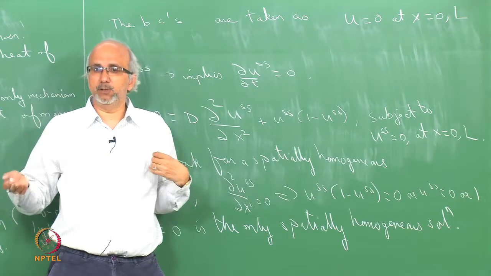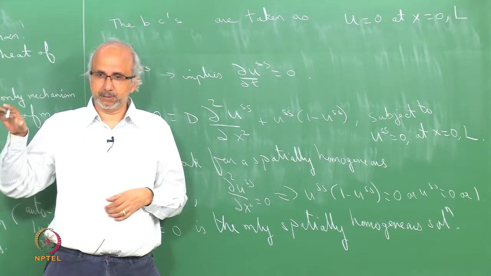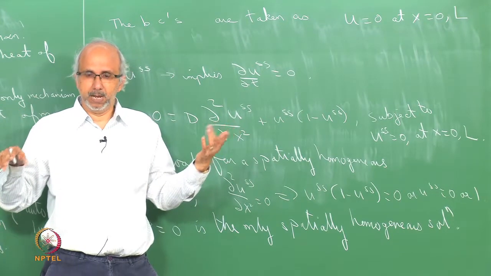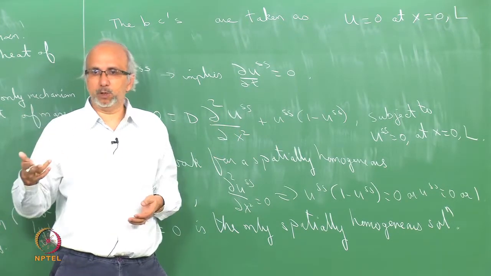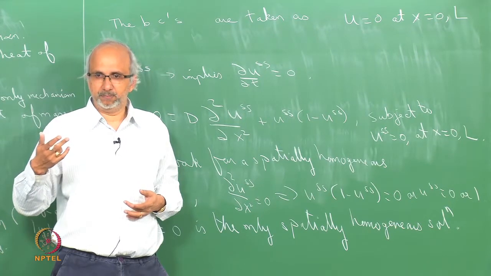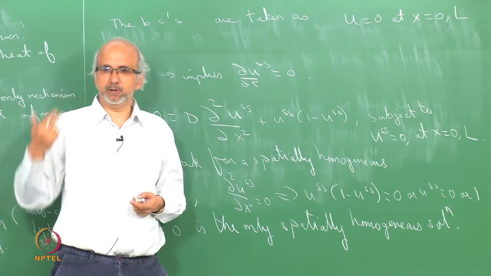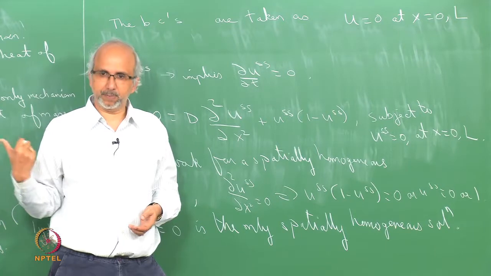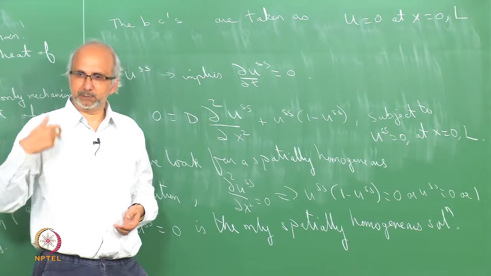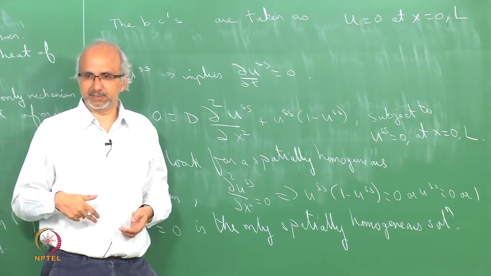I expect the solution to be stable when diffusion is very fast as compared to reaction, okay? But is there a critical threshold value which decides what is fast and what is slow? And that's what mathematics will tell us, okay? And that's what we're going to find out by doing the linear stability analysis.